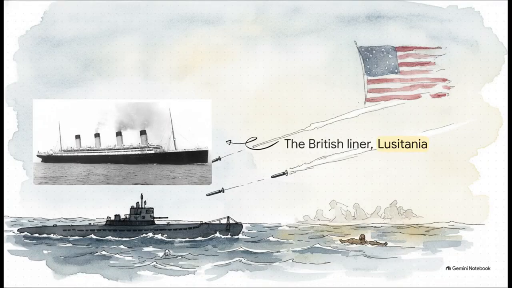Meanwhile, a totally different kind of terror was unfolding out at sea. Desperate to break the suffocating naval blockade the Allies had set up, Germany adopted a strategy of unrestricted submarine warfare. They basically used their feared U-boats to sink any ship they could find. And tragically, this strategy included civilian ships, like the British liner the Lusitania, which went down taking 128 American lives with it.